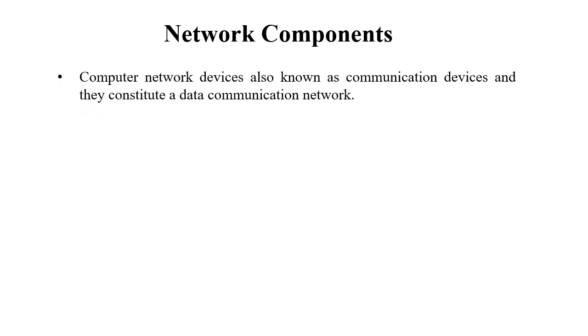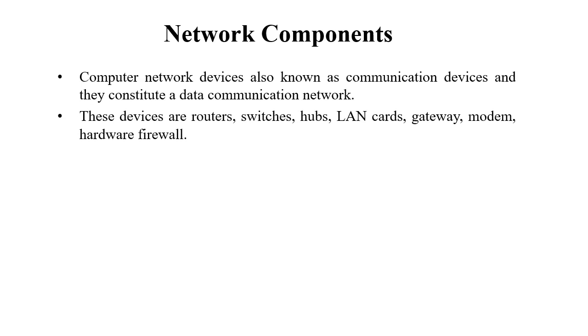Next, network components. In the previous lecture, we saw what a network is. A group of computers connected in the same fashion in order to share resources is called a computer network. A computer network device, also known as a communication device, constitutes a data communication network. These devices are router, switch, hub, LAN card, gateway, modem, hardware firewall.